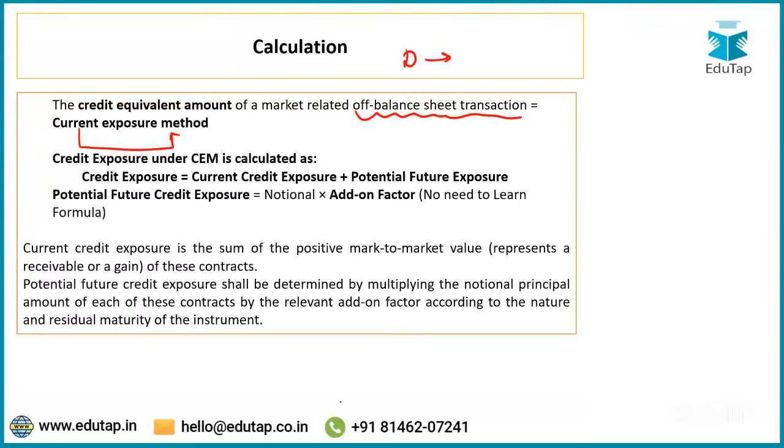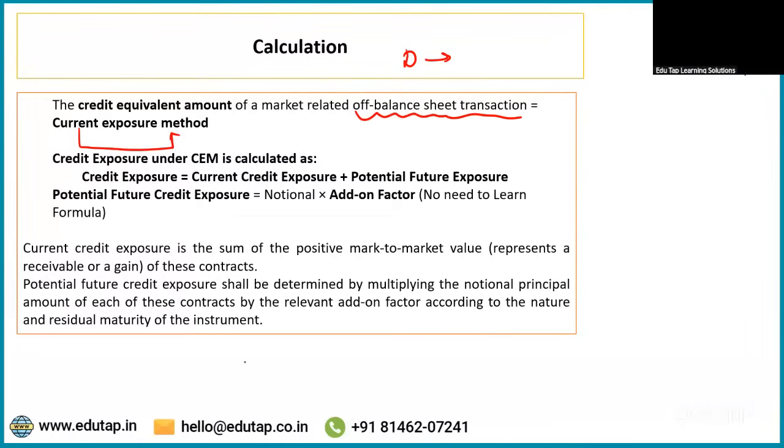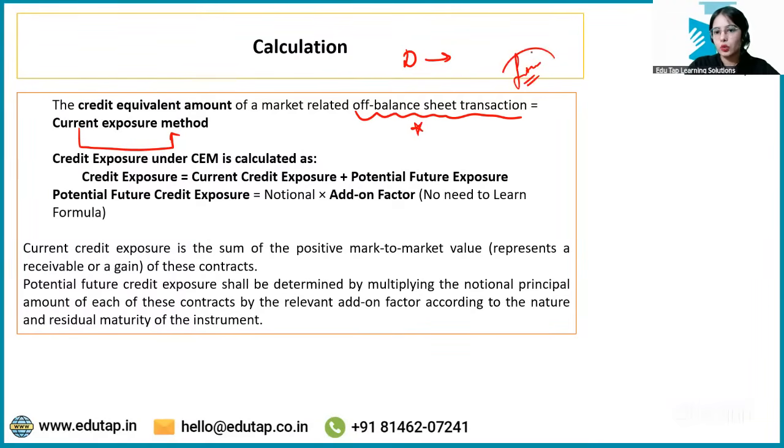Anyone knows why the derivative contracts are considered off-balance sheet? See, they are off-balance sheet transactions because they are transactions that will be settled in the future. That's why they are not kept on the balance sheet. The derivative contracts will settle in the future.